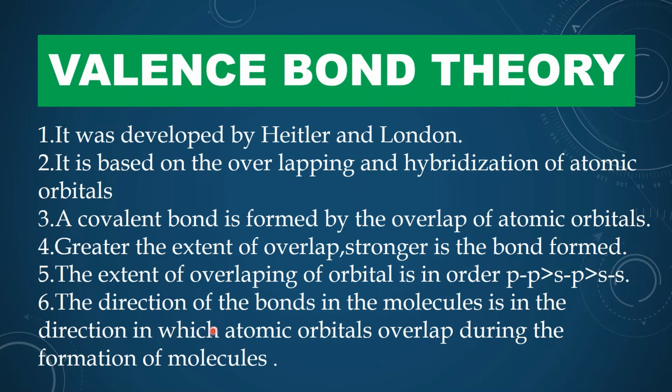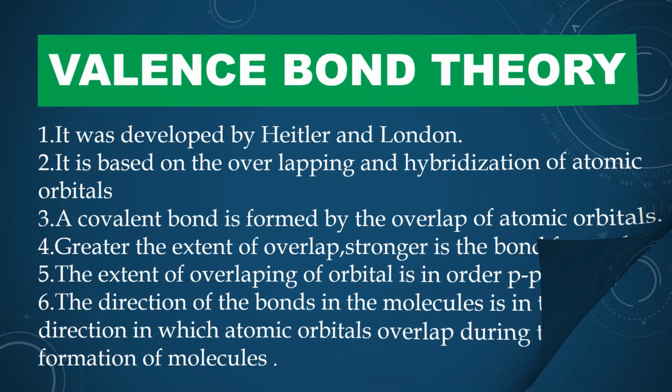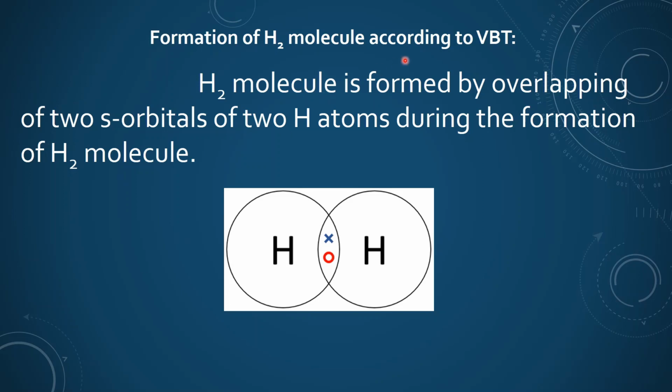So valence bond theory mainly depends on the overlapping of atomic orbitals. Let me explain with one example of this valence bond theory: formation of the H2 molecule according to VBT. The H2 molecule is formed by overlapping of two s orbitals of hydrogen atoms. We know that a hydrogen atom has only one electron in an s orbital, which is spherical in shape, and the other hydrogen atom also has one s orbital that is spherical. When two hydrogens approach each other, there is an s-s overlap. One pair of electrons is shared between the two hydrogen atoms.